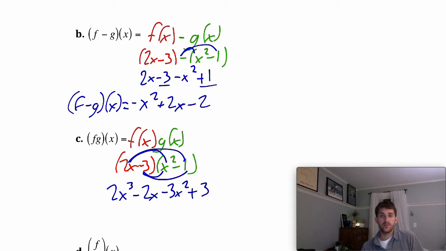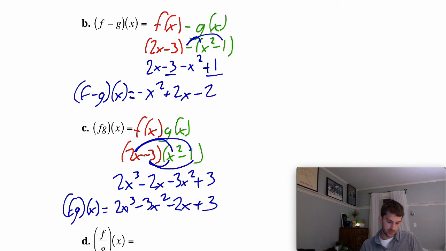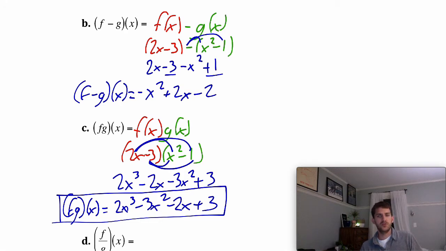Sometimes you'll hear the word for something set up like this as FOIL: first, outer, inner, last. But I'm just going to talk about distribution because sometimes you have more than two terms per group. Cleaning this up a little bit, the highest degree term is 2x to the third. Then our next highest is minus 3x squared, then minus 2x plus 3. So we'll say f times g of x equals 2x to the third minus 3x squared minus 2x plus 3. Lots of 2's and 3's there.